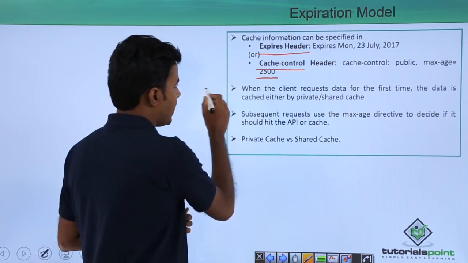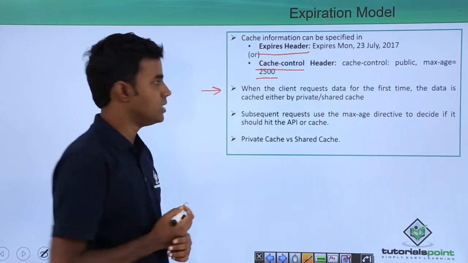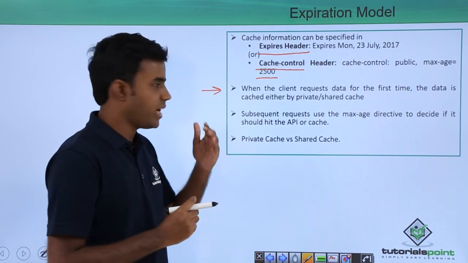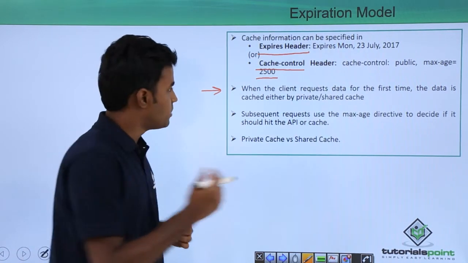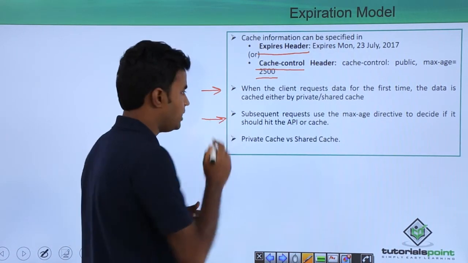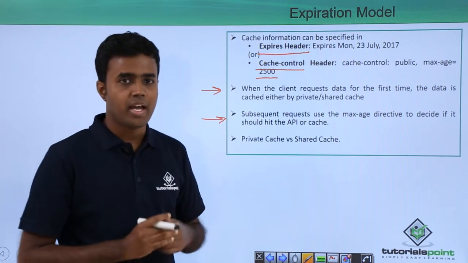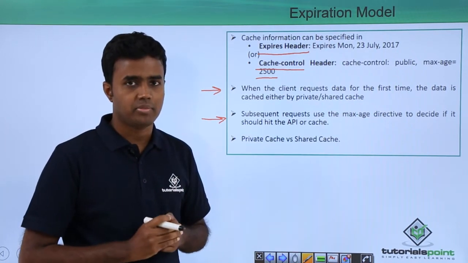Okay. So, when the client requests data for the first time, the data is cached either by your private cache or shared cache, and for the subsequent request it will hit the cache instead of the API and it will bring the data from the cache itself.